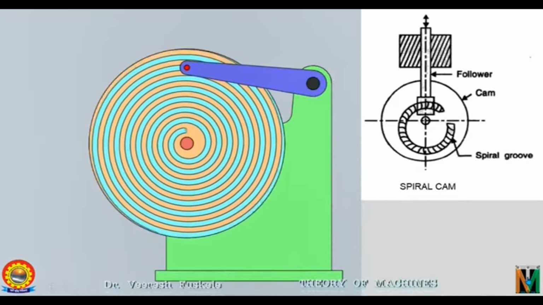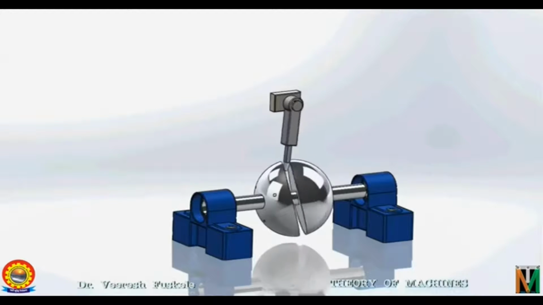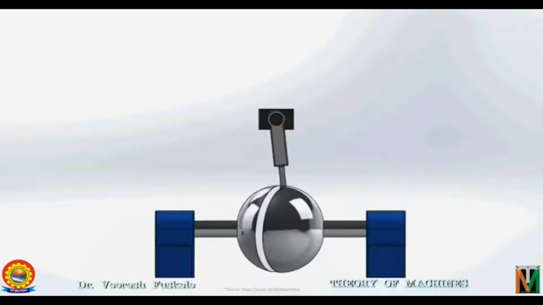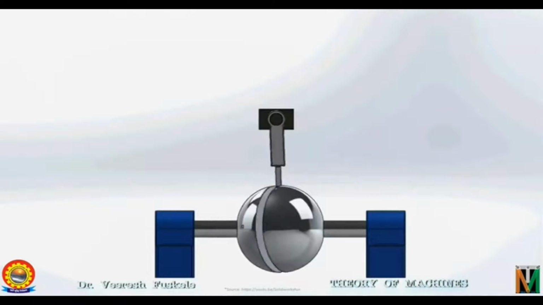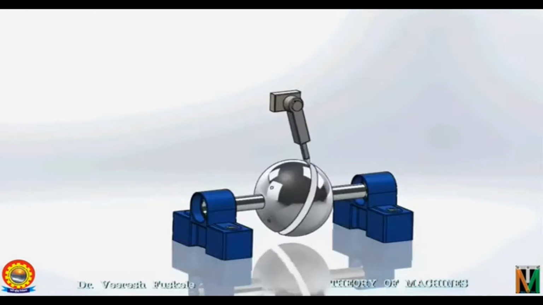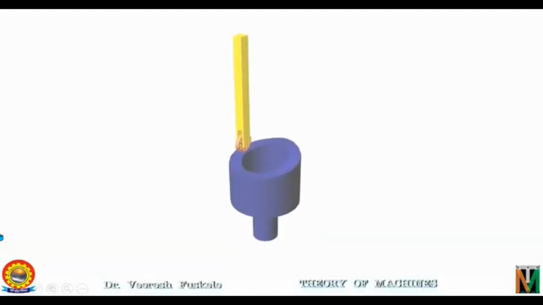Moving ahead, we have spherical cam. In a spherical cam, the follower oscillates about an axis perpendicular to the axis of rotation of the cam. Note that in a disc cam, the follower oscillates about an axis parallel to the axis of the rotation of the cam. A spherical cam is in the form of a spherical surface which transmits motion to the follower as shown here. Next we have end cam. This is a typical end cam with a roller follower. In an end cam, the end of the cylinder is the working surface and the follower translates along or parallel to the axis of rotation of the cam.